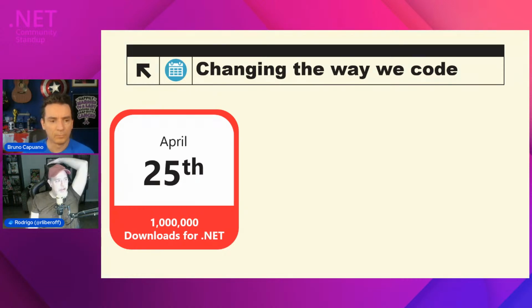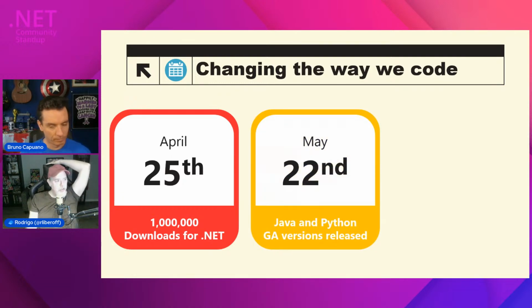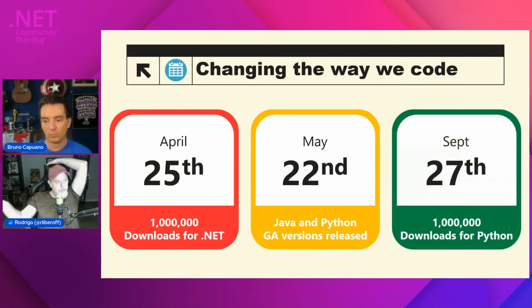Today is the anniversary of the general availability of the .NET version. But on April 25th, we hit 1 million downloads for the .NET library, unique downloads. So in less than a quarter after general availability, 1 million different projects were using the .NET version. And by May 22nd, it was announced that the Java and Python versions were also at their first 1.0 version. And in a few months, the Python flavor of Semantic Kernel reached a million unique, distinct downloads. So we can see how this framework became very popular very fast, and is allowing us to create really amazing things.